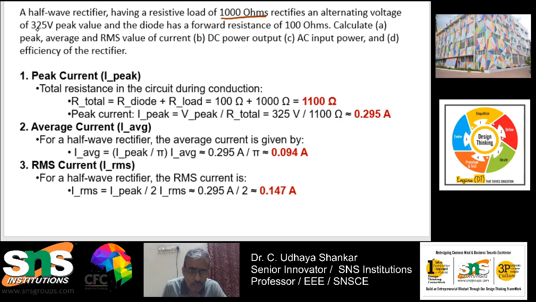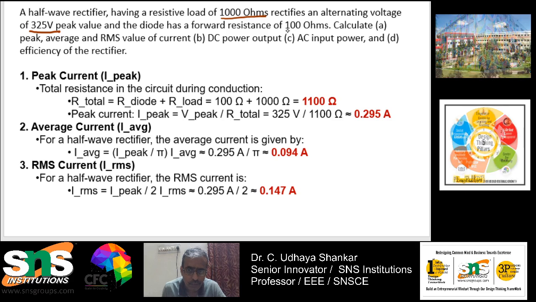And what is the input voltage? The input voltage given is 325 volt. And the diode has a forward resistance. They are giving the forward resistance as 100 ohms. The forward resistance is very high, around 100 ohms.